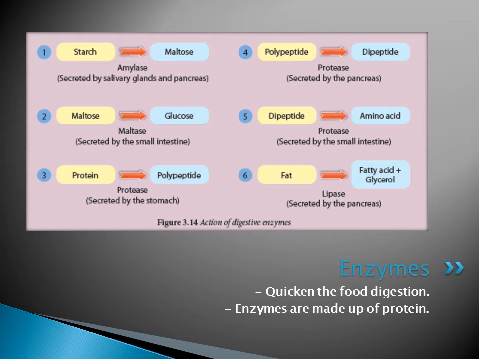The third one is protease. It breaks down protein into polypeptide, secreted by the stomach. The fourth one, again it is protease. It breaks down polypeptide into a simpler form, which is dipeptide, secreted by the pancreas. Fifth one, secreted by the small intestine, again protease. So it breaks down dipeptide into amino acid. So number 3, number 4, number 5 is all an action by protease. So it can break down protein to polypeptide, and then polypeptide to dipeptide, and dipeptide to amino acid.